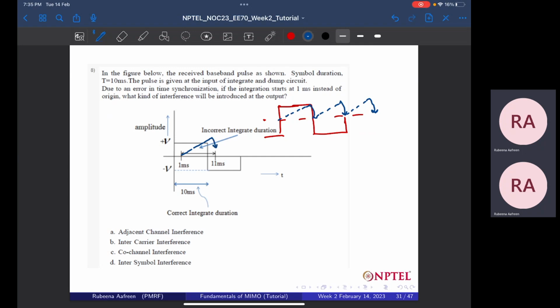If there is a phase difference between the adjacent symbols, then it will give an incorrect result, because here instead of decoding 1, it would be decoding 0. Then it will go like this. So every time there would be a delay of 1 millisecond. So if the adjacent symbols are in phase, then there would be no error. But if they are out of phase, then there will be error. And this type of error is called inter-symbol interference.